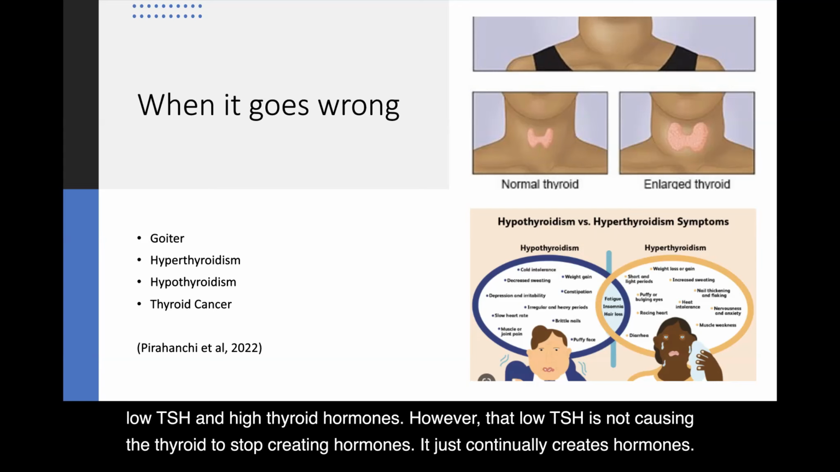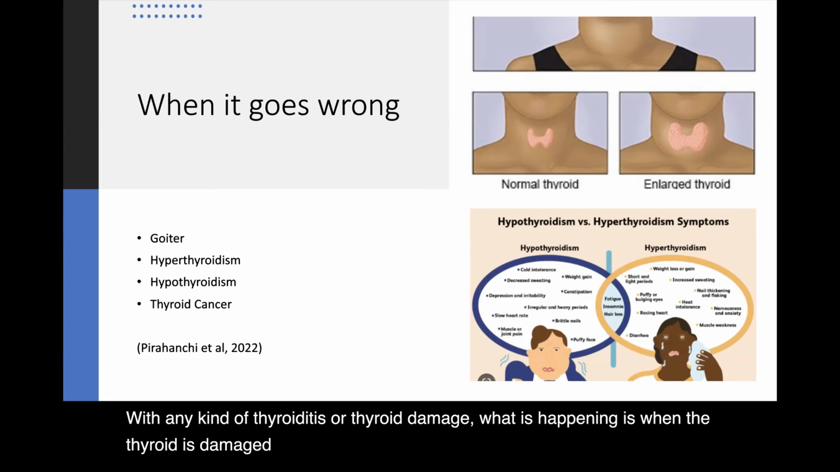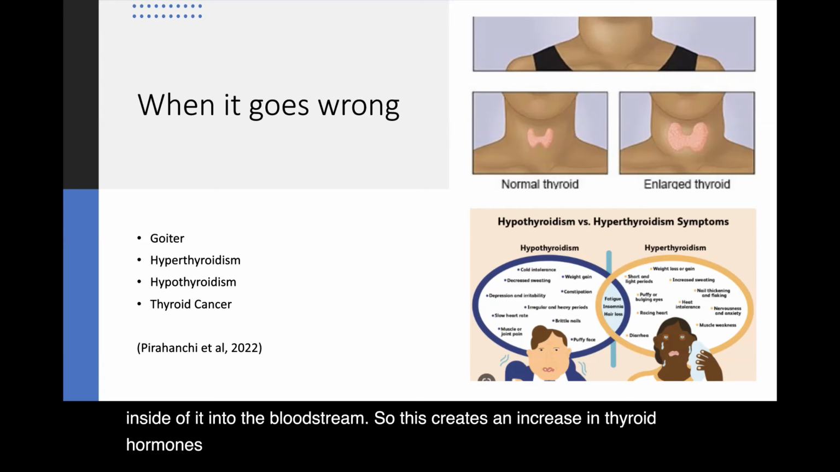With any kind of thyroiditis or thyroid damage, what is happening is when the thyroid is damaged, it will just dump the T3 and T4 that it has stored already inside of it into the bloodstream. So this creates an increase in thyroid hormones, even though it's not necessarily caused by the thyroid tissues working harder and creating more.